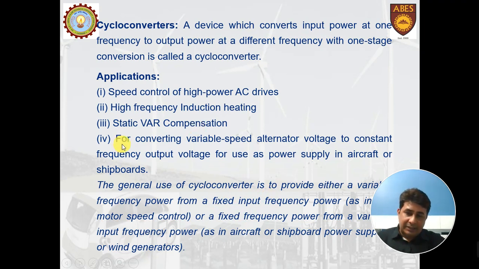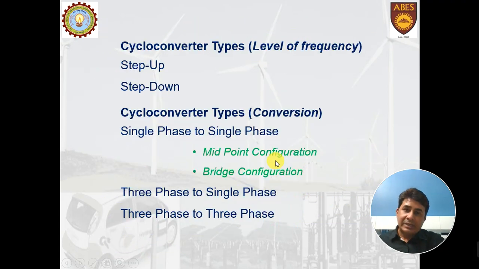Whereas if you look at the application written at the fourth number, this application suggests that for the power supplies in aircrafts and shipboards, the generator which is used is generally a variable speed generator, and it gives you a variable power supply. The frequency generally received is variable. So there we use a cycloconverter to convert that varying frequency into a fixed one. So both ways it can be used.